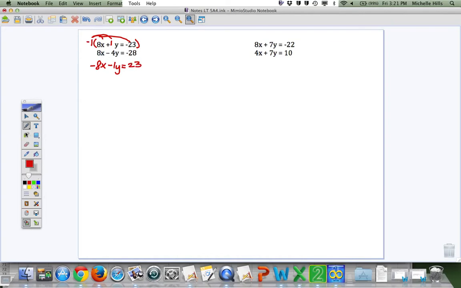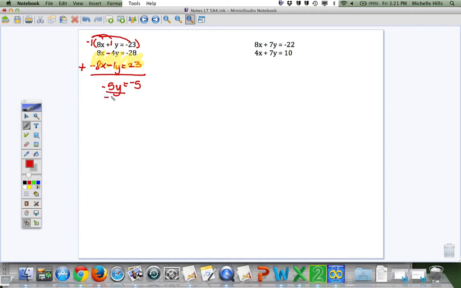Now if I look at these two equations, I have 8x and negative 8x. So when I add these two equations together, and yes, this is all the work you are going to show, 8x plus negative 8x is 0, so I eliminated x. Negative 4y plus negative 1y is a negative 5y. Negative 28 plus positive 23 is negative 5.